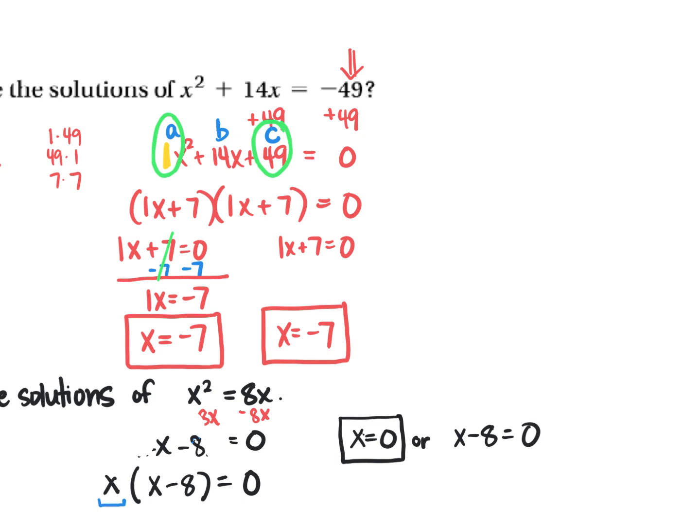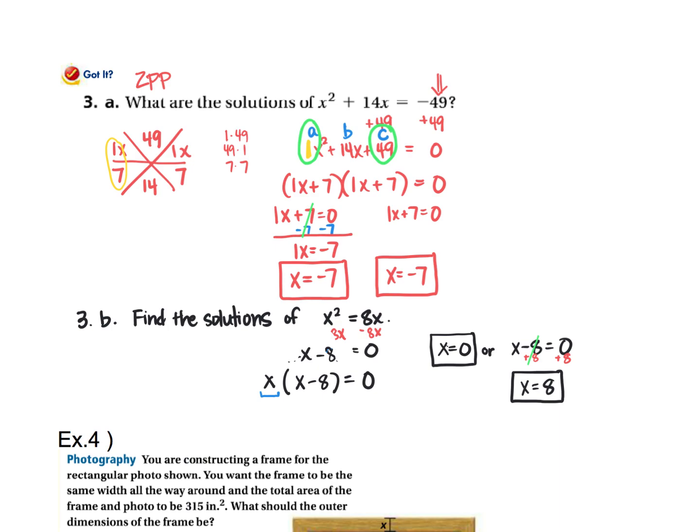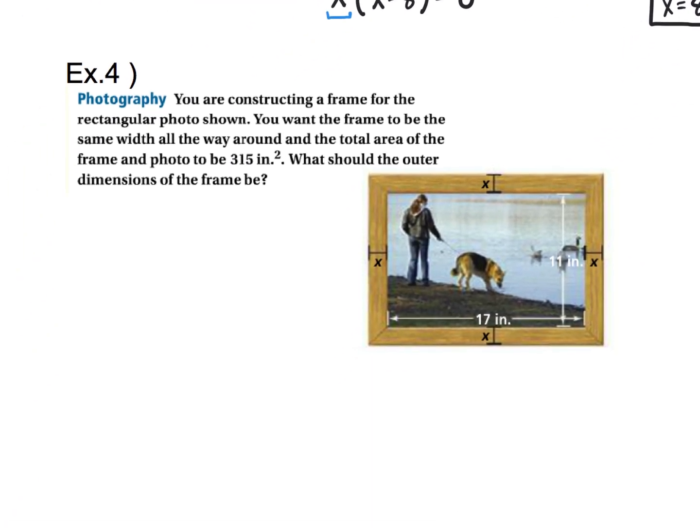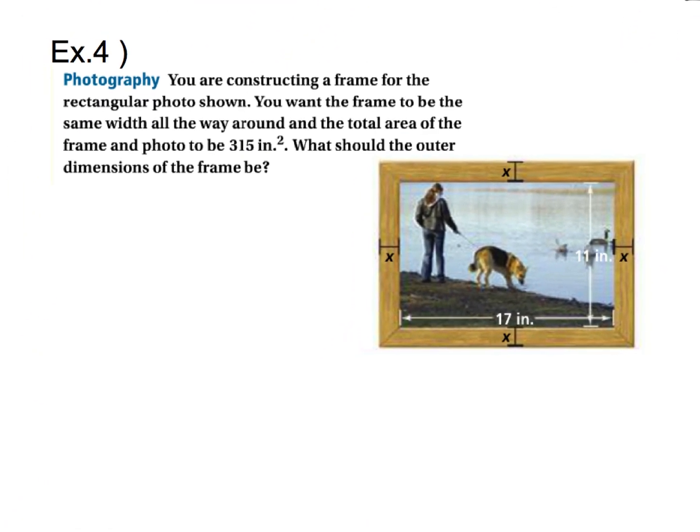For the other one, I need to add 8 to both sides, canceling out the negative 8, and that would leave me with x equals 8, and that would be the second solution. So our zero product principle tells us we get 0 or 8 as the solutions to this problem. All right, last one for the week.